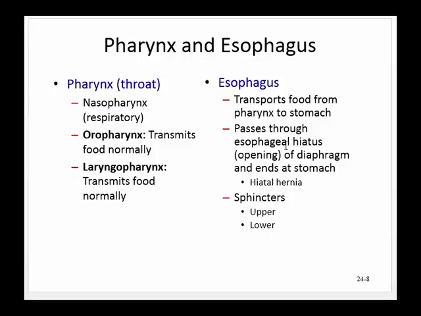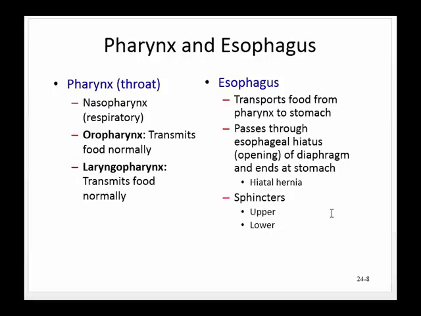And sometimes, if part of the stomach ends up on the other side of the diaphragm through that opening, that's called a hiatal hernia. Basically, anytime a part of the body ends up sort of pushed through a space that it's not supposed to be, that's a hernia.